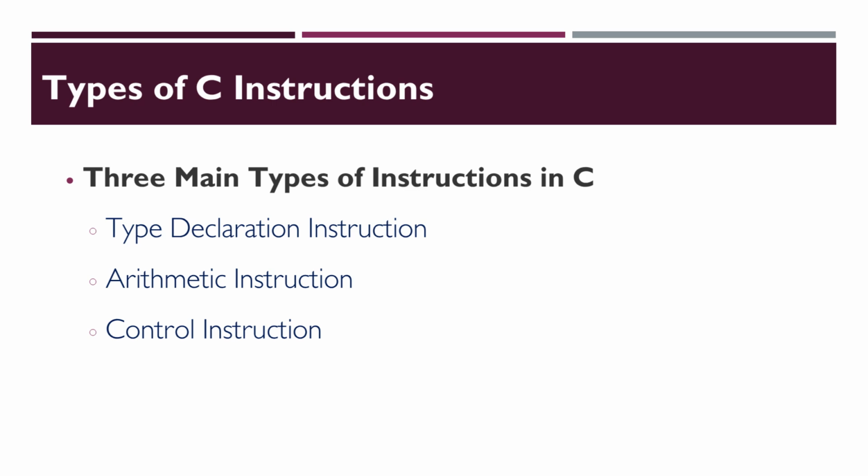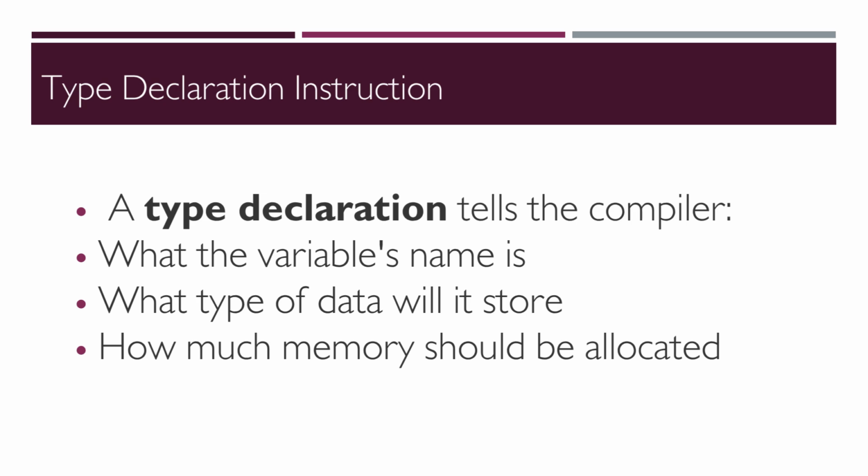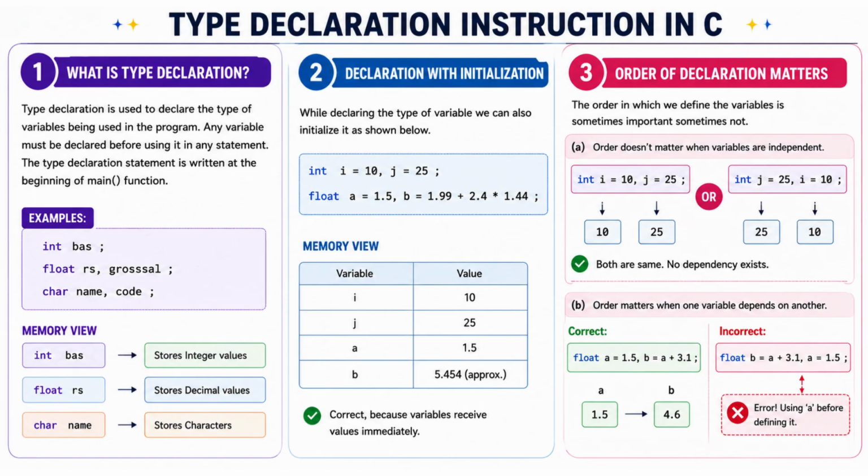First is type declaration instruction. A type declaration tells the compiler what the variable's name is, what type of data it will store, and how much memory should be allocated. Type declaration is used to declare the type of variable being used in the program. Any variable used in the program must be declared before using it in any statement.